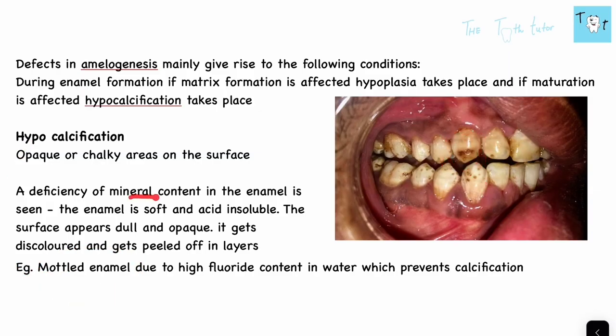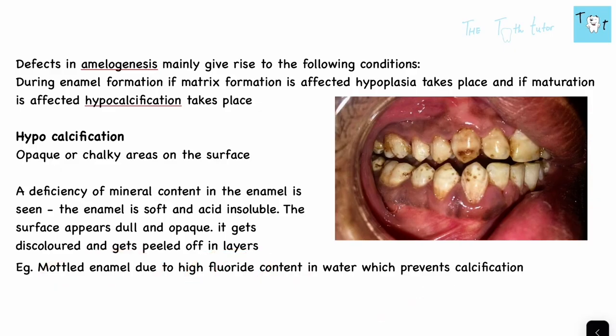A deficiency of mineral content in the enamel is seen. So there is low enamel content. The enamel is soft and acid soluble. The surface appears dull and opaque. It gets discolored and starts getting peeled off. So the enamel is weak. It is soft because there's low calcium content. It appears dull and opaque, and there's discoloration. And when you masticate, it will get peeled off. Mottled enamel is an example because the high fluoride content prevents calcification of the enamel.